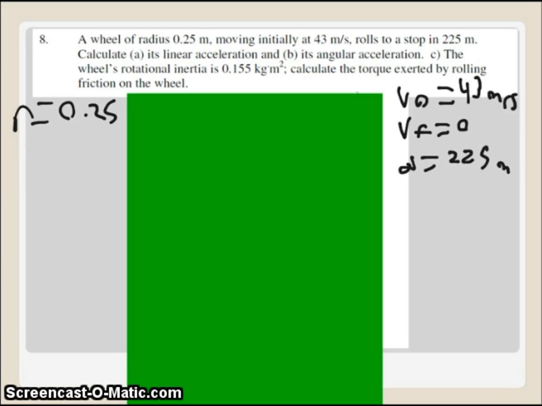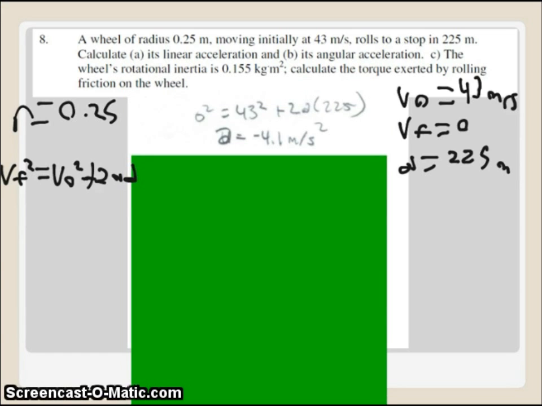And so what we do is we start off by remembering from translational kinematics that v_f squared is equal to v_0 squared plus 2a times displacement. In this scenario you have both v_f and v_0, and you have d, and all you have to do is solve for a, and a equals negative 4.1 meters per second squared. So just plug everything in and solve for it.